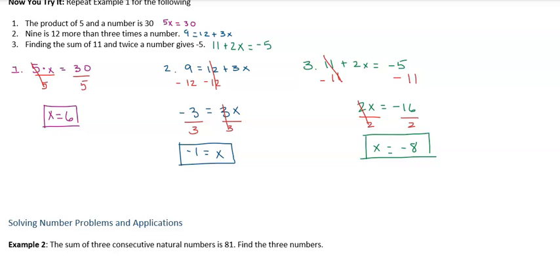Finding the sum of 11 and twice a number gives -5. Remember, gives means equals. So the sum of means add. 11 plus 2x is -5. And then we're going to solve. And so if you didn't solve correctly, take a look at this. Remember, it doesn't matter which side x is on, as long as it's by itself.